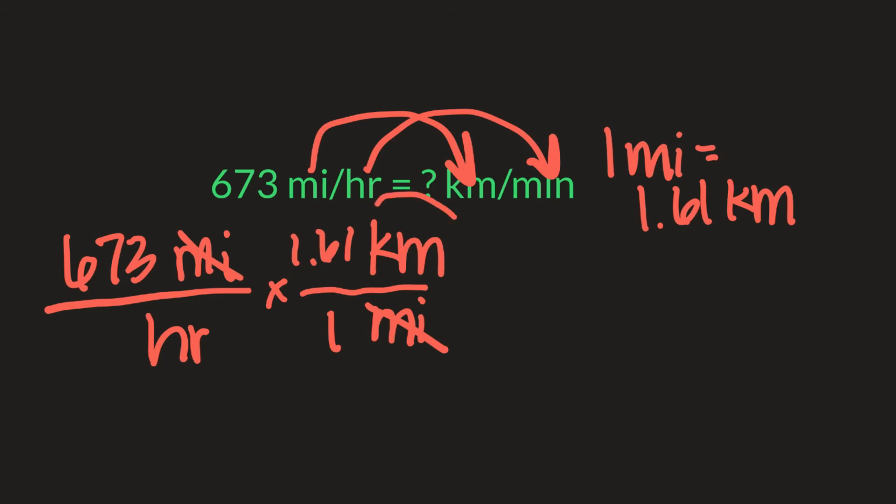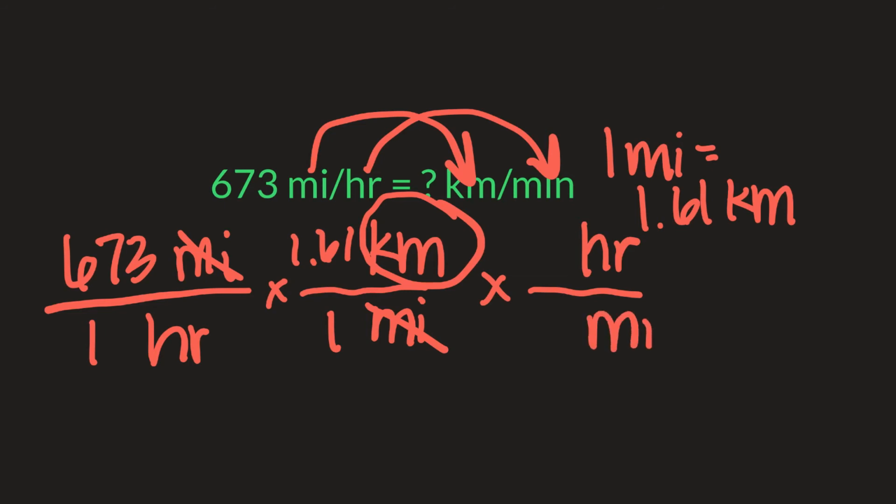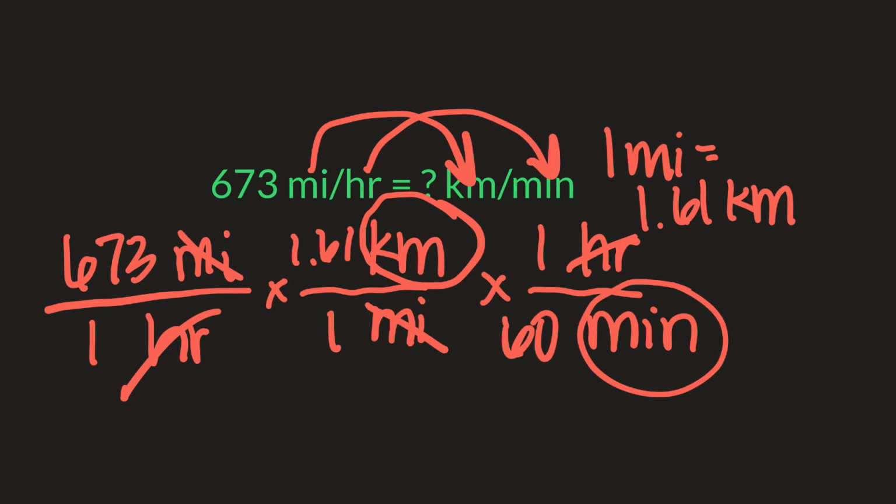So I have this on top, which is good, but now I need to get rid of the hours. So again, if hours is on the denominator, technically it's 1 hour. If you need to put the 1 there, go for it. So hour needs to go on top. It's the only way it's going to cancel out. And anyways, I want minutes on the bottom, right? So it works out. 1 hour is 60 minutes, and that's it.